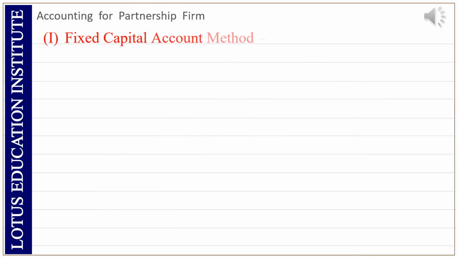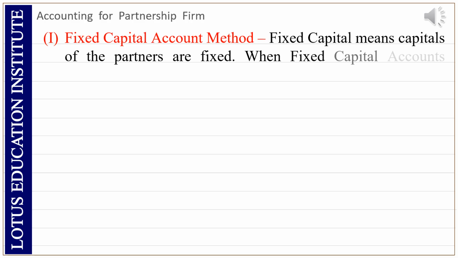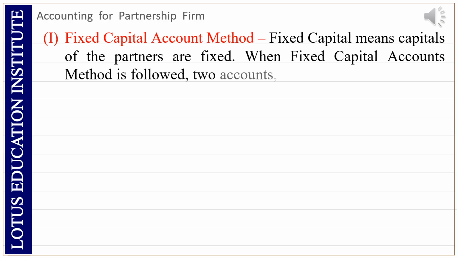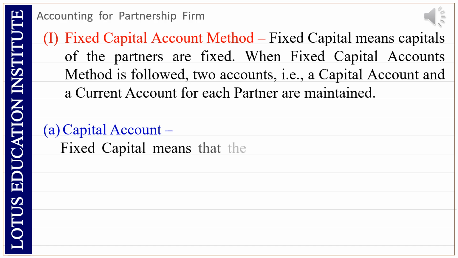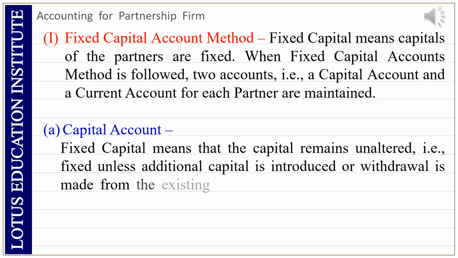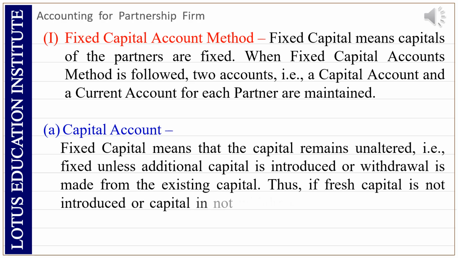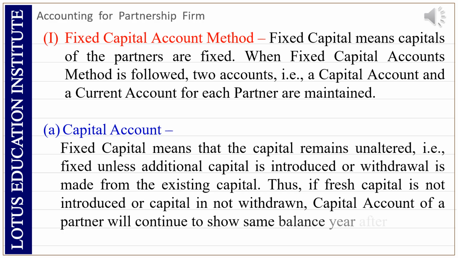1. Fixed capital account method. Fixed capital means capitals of the partners are fixed. When fixed capital accounts method is followed, 2 accounts, i.e., a capital account and a current account for each partner are maintained. A. Capital account. Fixed capital means that the capital remains unaltered, i.e., fixed, unless additional capital is introduced or withdrawal is made from the existing capital. Thus, if fresh capital is not introduced or capital is not withdrawn, capital account of a partner will continue to show same balance year after year.